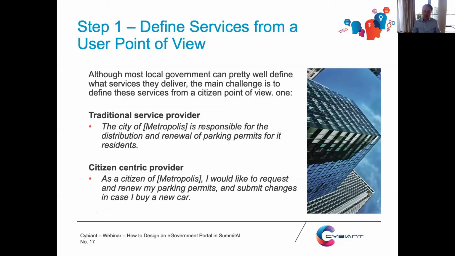First of all, we would need to define services from a user point of view. So it's not the government that devises which services need to be provided, but you need to think from the perspective of a user. A very good example, as you see here on the slide, is the second example. As a citizen of a particular city, I would like to request or renew my parking permits and submit changes in case I buy a new car. That is a user-centric description. It describes exactly what you, as a citizen, would like to do on the government portal. And based upon that description, you can start to design the services.